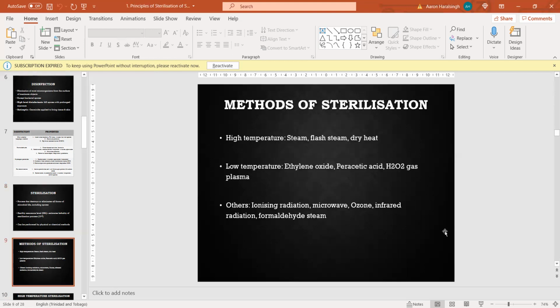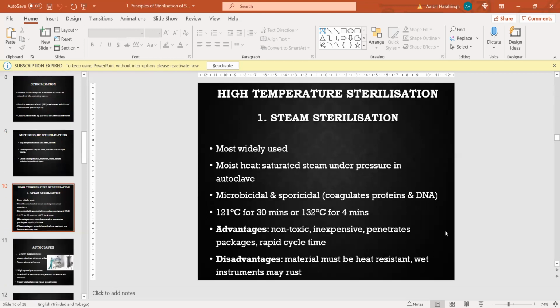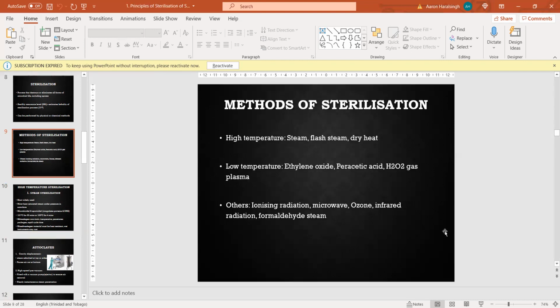And the first one is heat sterilization. Now, heat sterilization can then be further subdivided into dry heat and moist heat. And moist heat refers to steam. And what this does is that it destroys bacterial endotoxins.